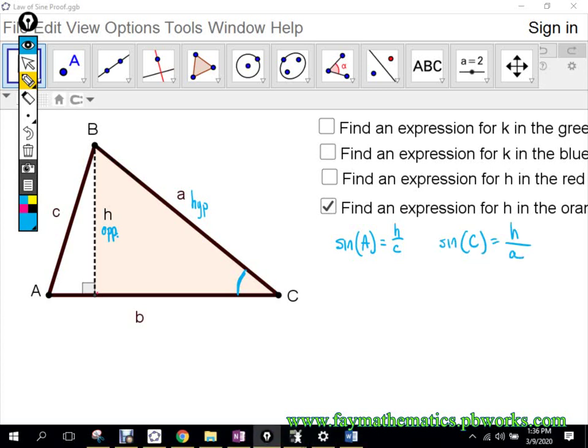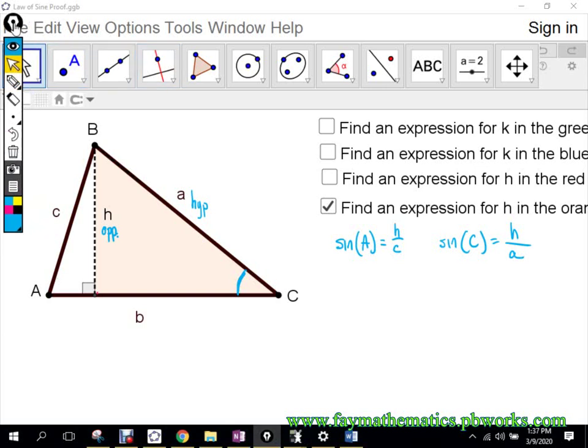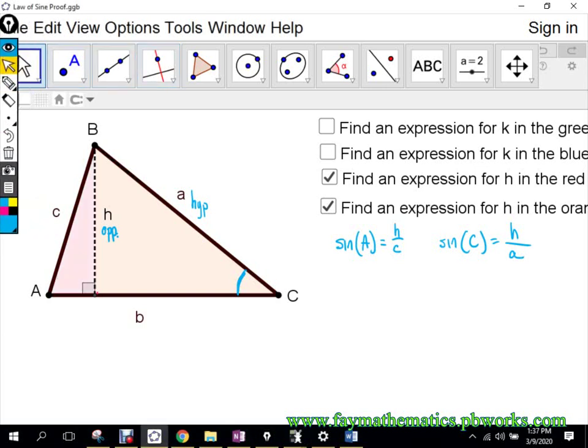Does that make sense? So that's just looking at some relationships that we know should exist inside those two red triangles.